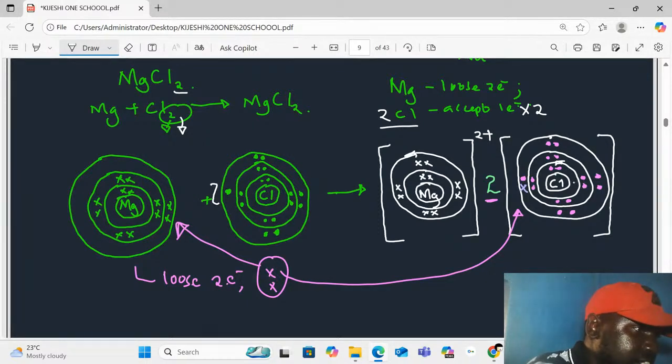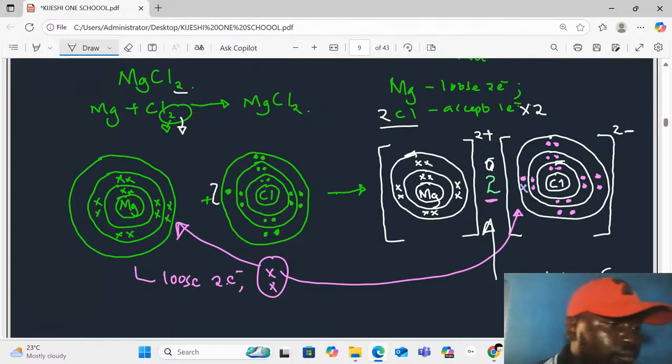The charge for chloride is -1. But now, since they are 2, now we'll have our 2 there to show that we have 2 chlorides. Then in between here, then we have our ionic bonds.